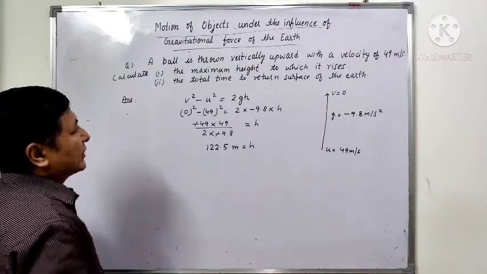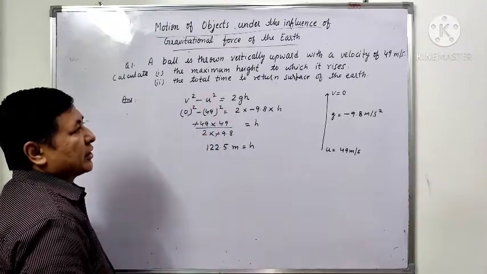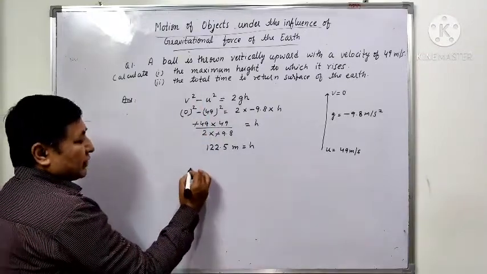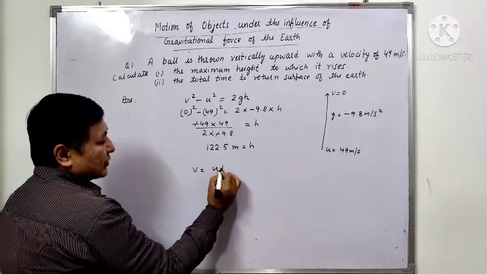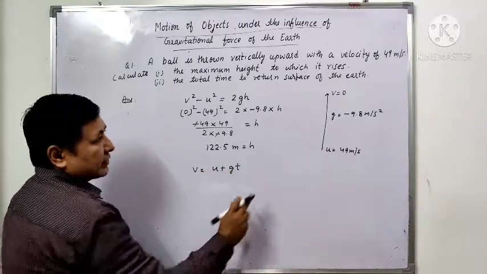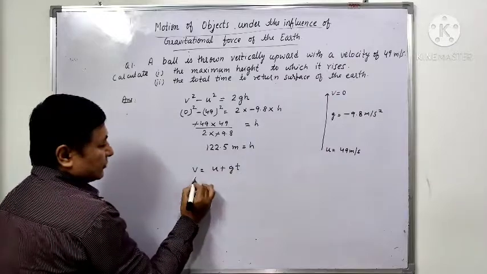Now we have to find the total time to return to the surface of the earth. Now we know the formula again, that is v = u + gt. Here again the final velocity is 0.